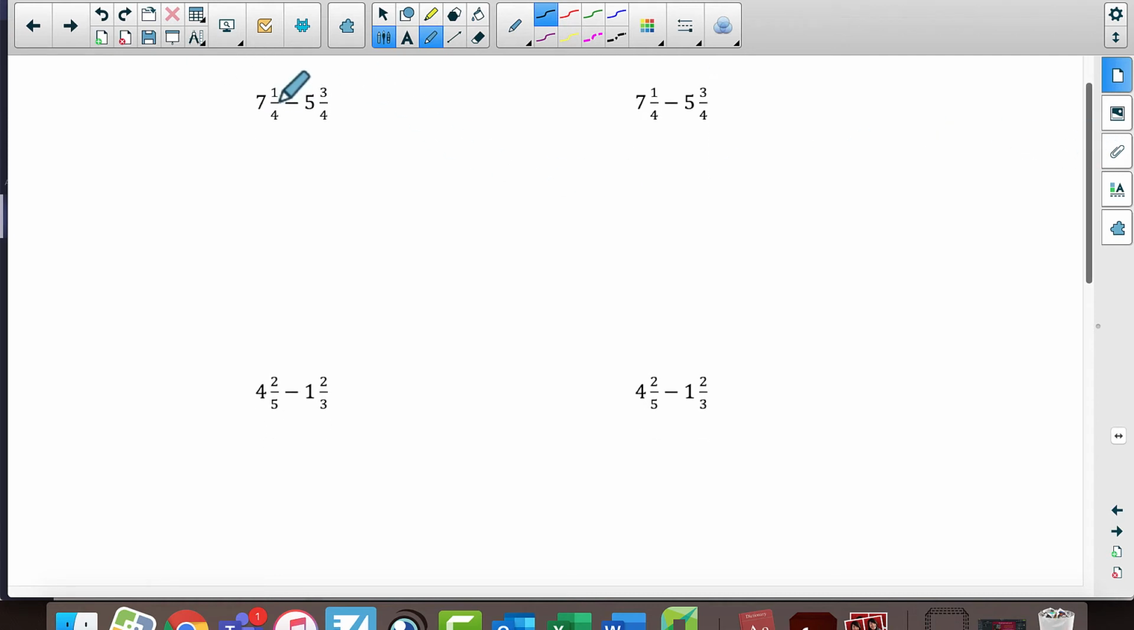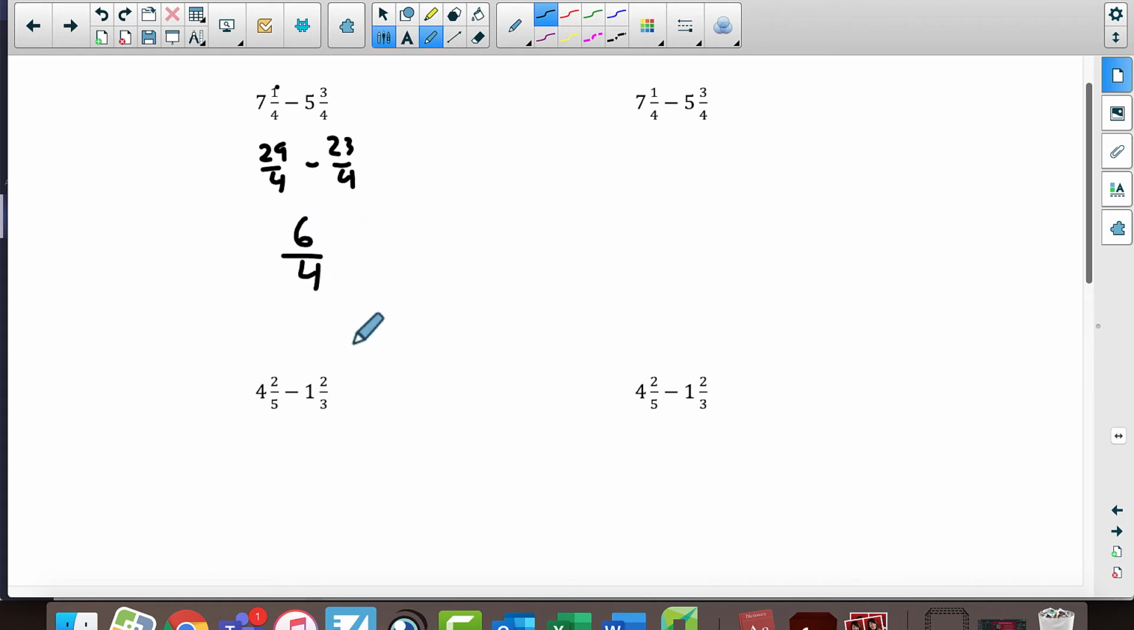All right, first one, going to switch it into improper. So 7 times 4 is 28, plus 1 is 29 over 4. 5 times 4 is 20, plus 3 is 23 over 4. Oh, common denominators, love it. 4 stays the same, and 29 minus 23 is 6.